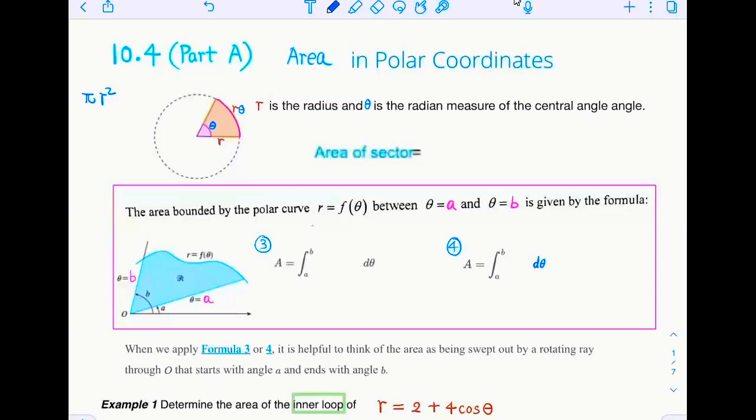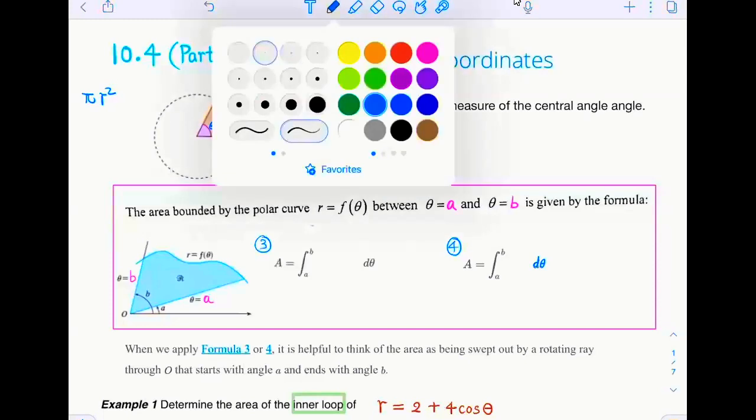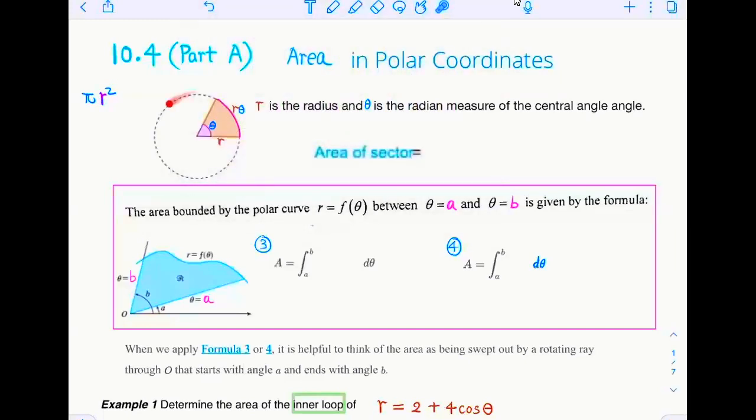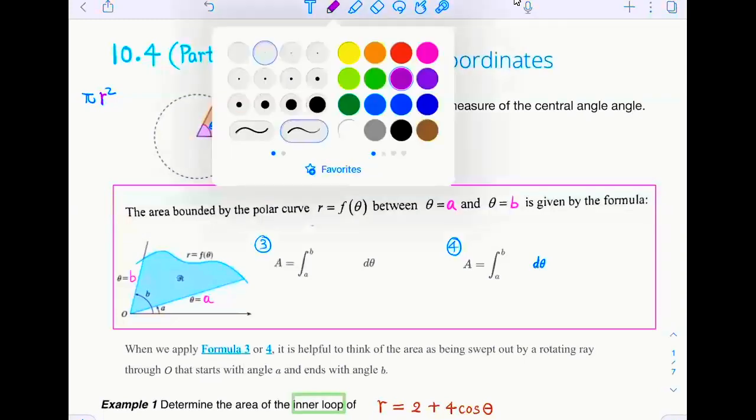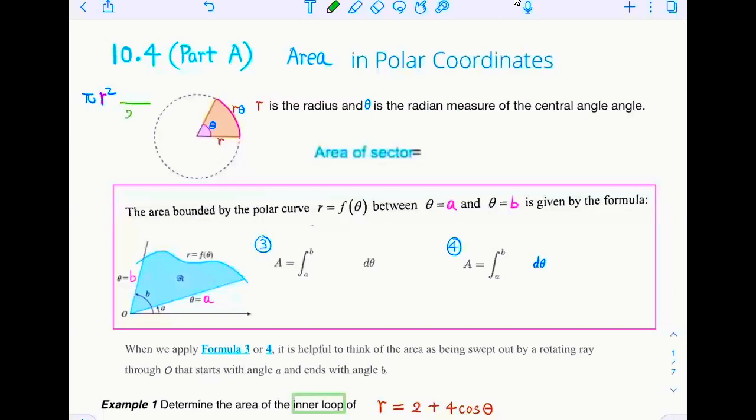So pi r squared, okay? So that's the area for the whole circle. Now, this whole circle corresponds to the center angle. What's the center angle corresponding to the circle? That will be 2 pi, right? The center angle will be 2 pi.